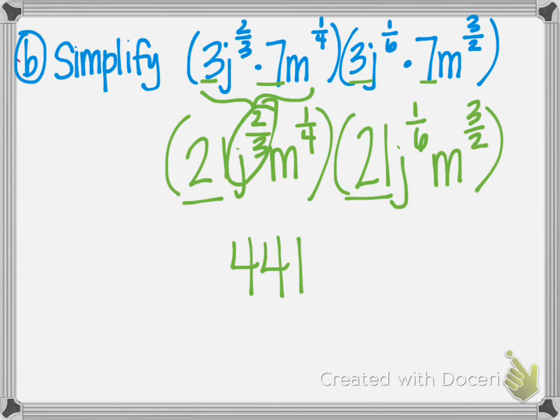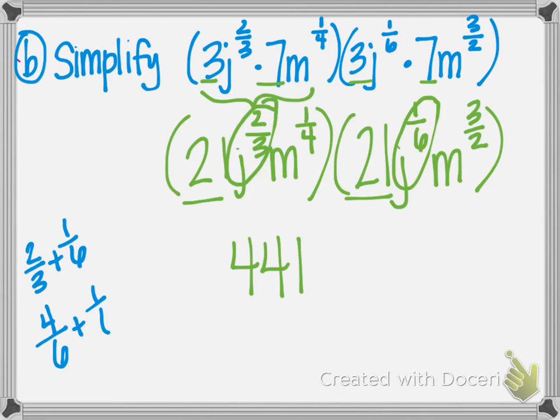J to the 2/3, j to the 1/6. Let's see. Let's do some scratch work. Let me come over here with a different color. 2/3 plus 1/6. If I change those so they have the same denominator, 2/3 is going to become 4/6 plus 1/6, so that's 5/6. So j to the 5/6. Well, let's do it in green so it matches.